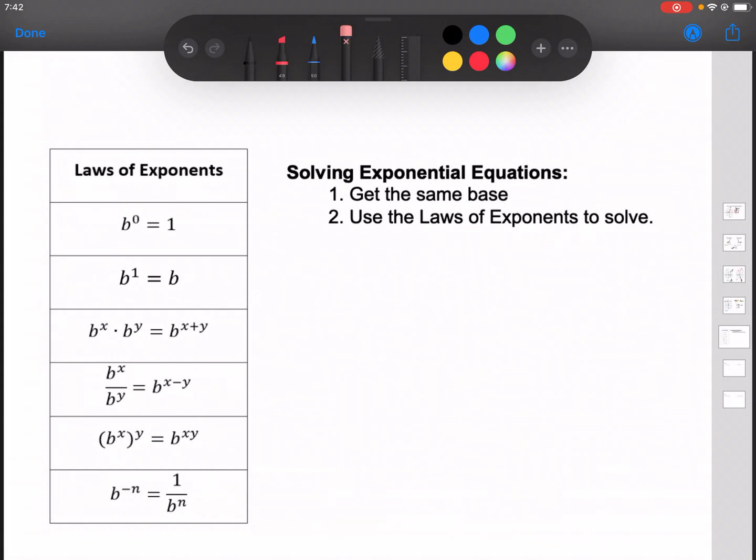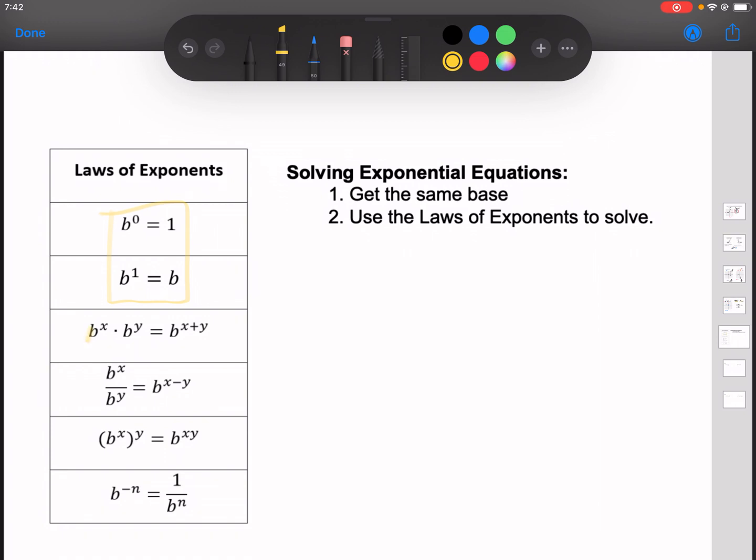Now we're going to go ahead and talk about how to solve exponential equations. And in order to do that, you do need to remember some basics of exponents, so some of the laws of exponents. For instance, we've already talked about these first two, where b to the 0 is always 1 and b to the first is always b.